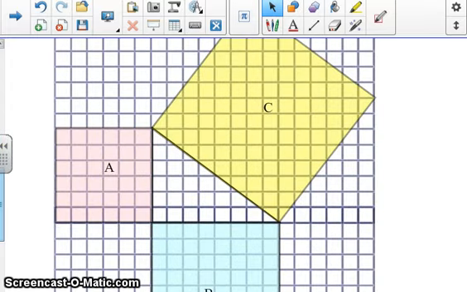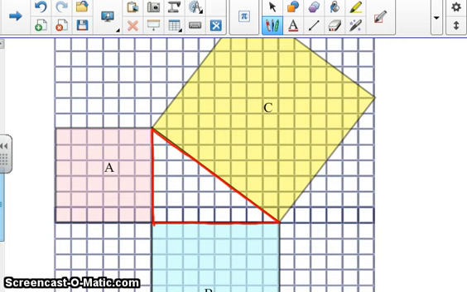Here I have a right triangle. It is 6 units on the left side. It is 8 units on the right side. And the question is, how many units is it on the hypotenuse?